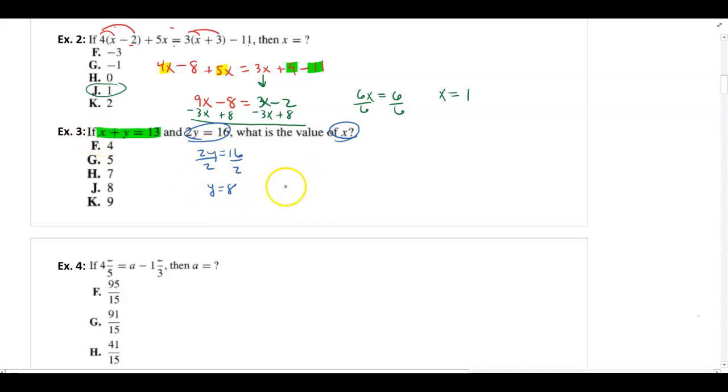Now I can take this value of y and plug it into that equation. So now that becomes x plus 8 equals 13. When I subtract 8 from both sides, x is equal to 5, letter G.